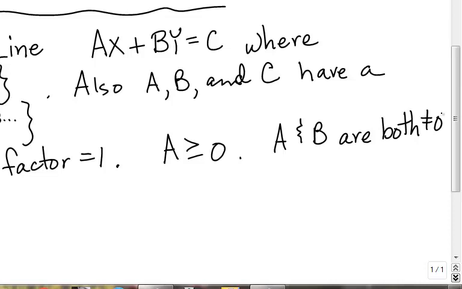You could have like x equals a number, y equals a number. Those are two special cases. X equals a number is a vertical line. Y equals a number is a horizontal line. Okay?